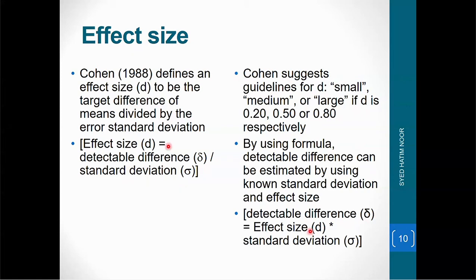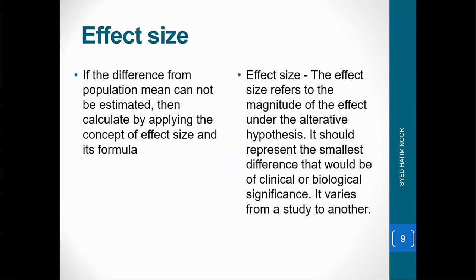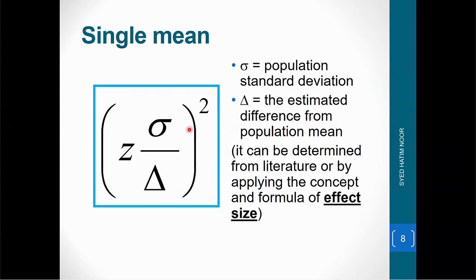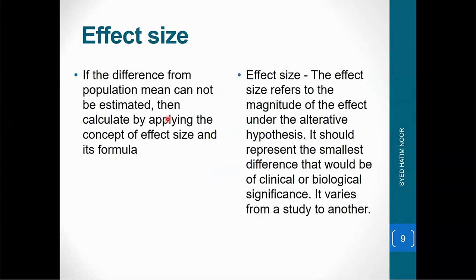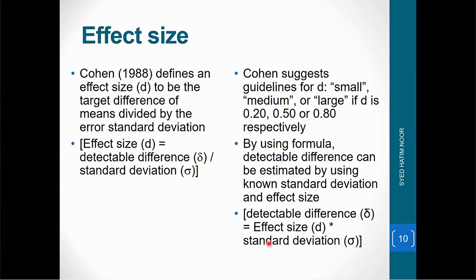You change the formula, because now we are looking for the detectable difference and we don't have any idea about it. So use this formula: detectable difference equals effect size multiplied by standard deviation. The standard deviation you know already from the literature, the one you found for the earlier formula. So you just put it in the formula.